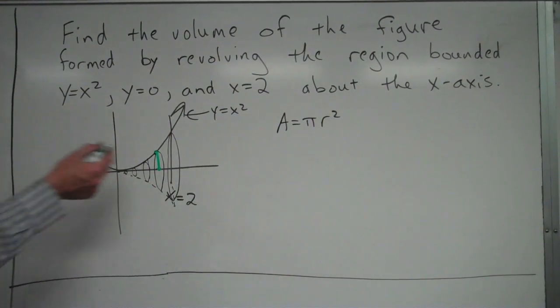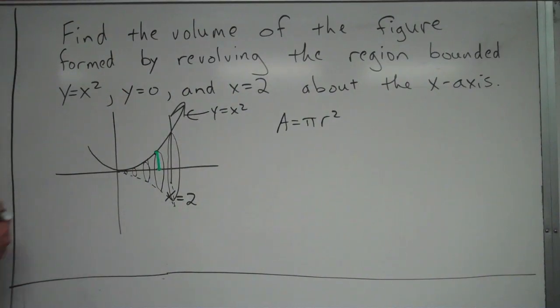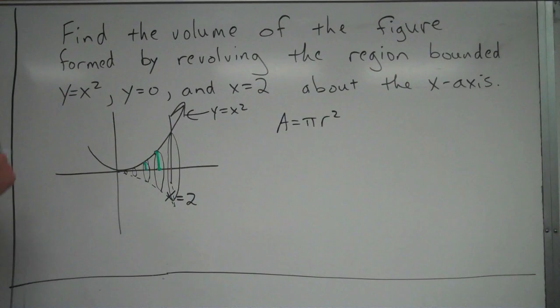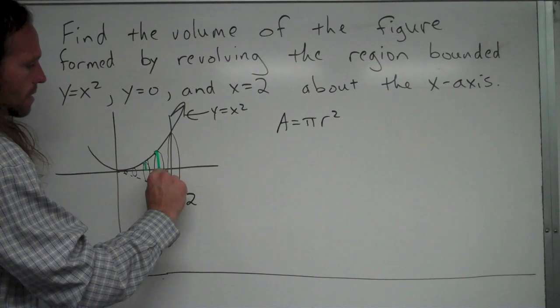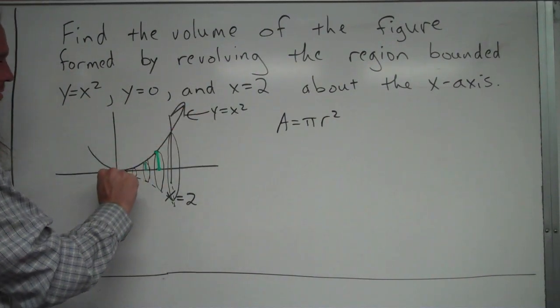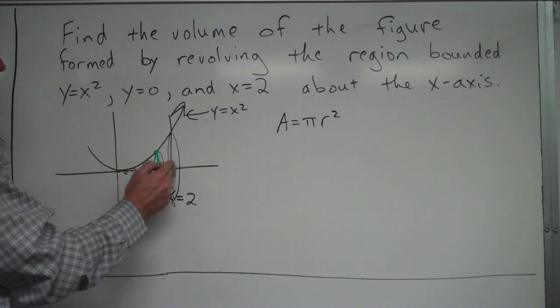Now I chose that as where I chose to draw it from. I could have chosen right here. I could have chosen anywhere. It doesn't matter. Just draw one sample radius, and that's all that matters right now. So the radius in this case is the distance from the x-axis up to the graph. So this graph y equals x squared determines the height of the radius at various values of x.